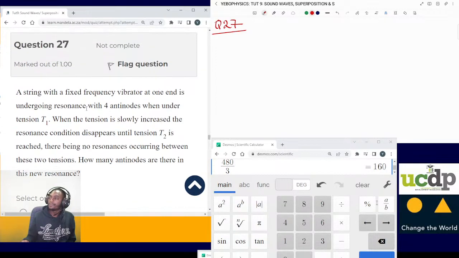It says a string with a fixed frequency vibrator at one end is undergoing resonance with 4 antinodes when under tension T1. When the tension is slowly increased, the resonance condition disappears until tension T2 is reached. There being no resonances occurring between these two tensions, how many antinodes are there in this new resonance?